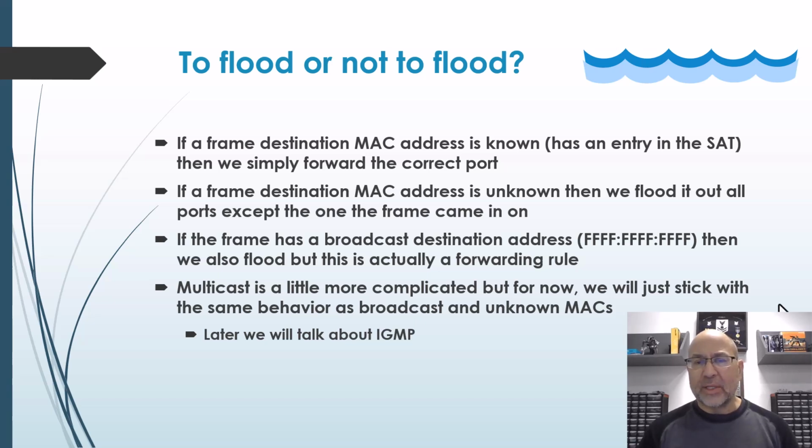When a MAC address is known, then it goes to that particular port. That's the whole point of the mapping in the source address table. In fact, most tables are mapping between 2 things. In this case, it's what port are you connected to and what's the MAC address that's there. And we'll see later on that we're going to add VLANs to this, but we'll pause on that one. If a frame destination MAC address is unknown, again, we're going to blast it out everywhere. If the frame has a broadcast destination, then we also flood, but this is a forwarding rule, and we saw that entry in the source address table.